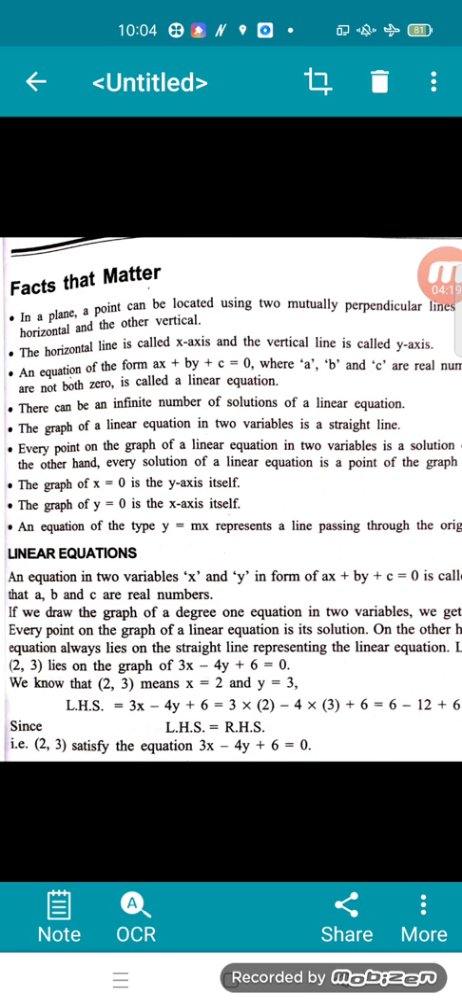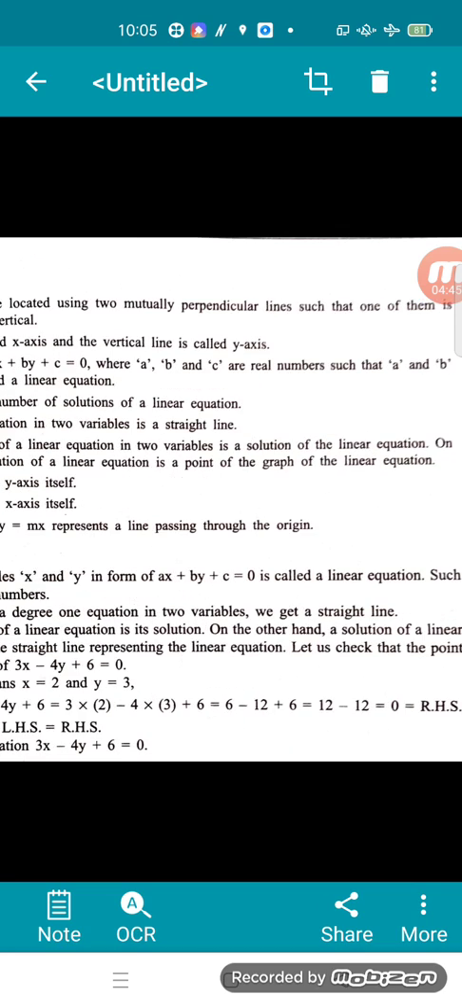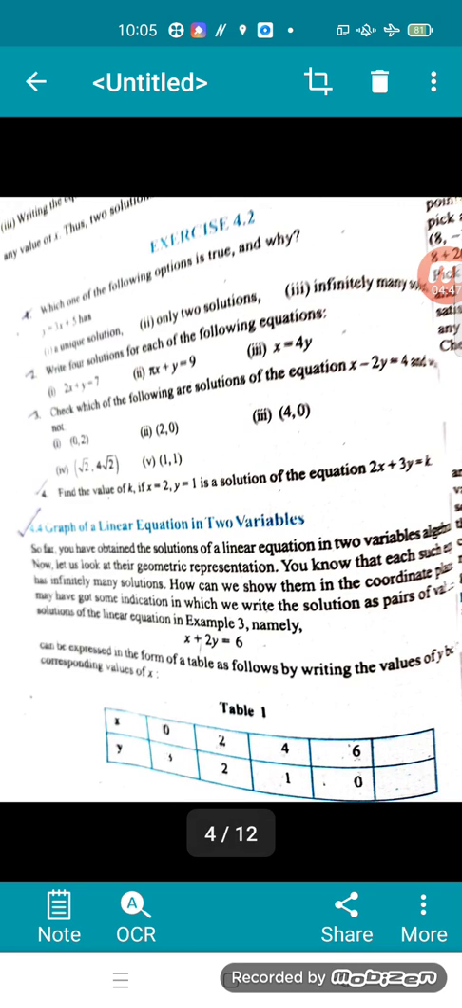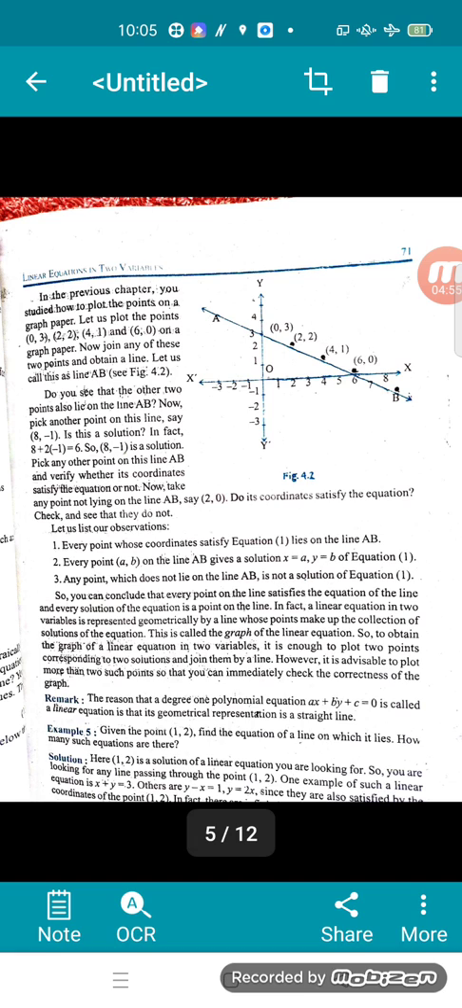Let us check whether the point (2, 3) lies on the graph of 3x minus 4y plus 6 equal to 0. This is just an example. Left hand side: what is on the left hand side? 3x minus 4y plus 6. So, put x equal to 2, y equal to 3 in the equation and you get the answer 0. LHS equal to RHS. Then only you say (2, 3) satisfies the equation 3x minus 4y plus 6 equal to 0. Is it clear? Now, a linear equation in two variables: x plus 2y is equal to 6.